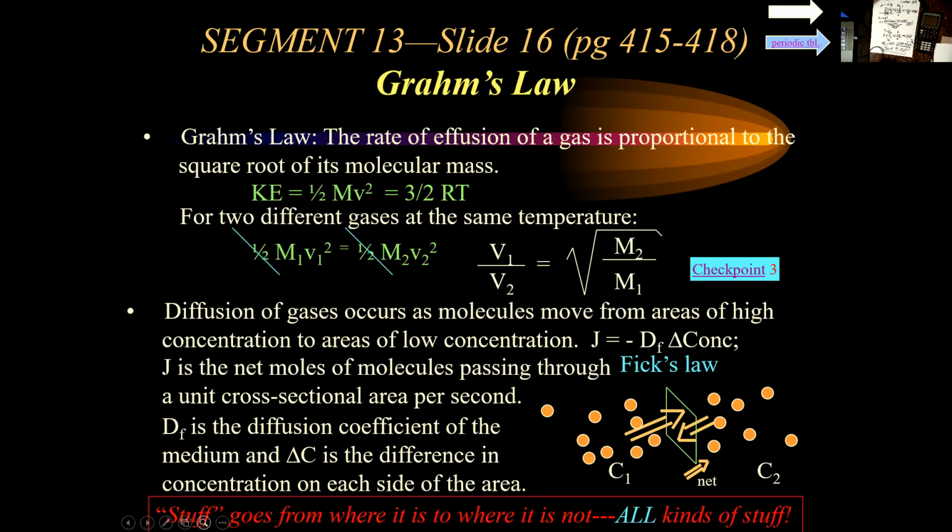So that was what I call Pearson's law of stuff. Stuff flows from where it is to where it's not, and it doesn't matter what kind of stuff. Anything that has a different concentration in one area than it has in another area will flow from the high to the low.